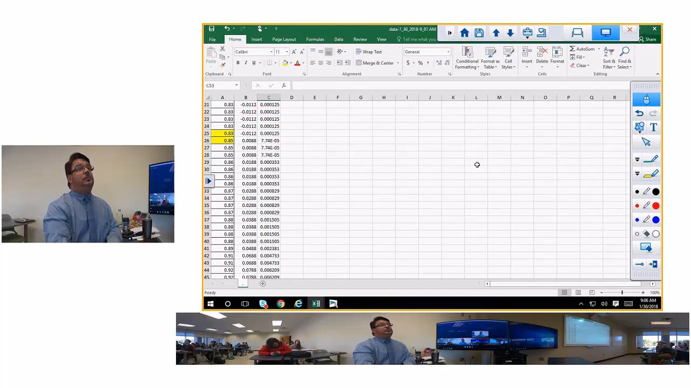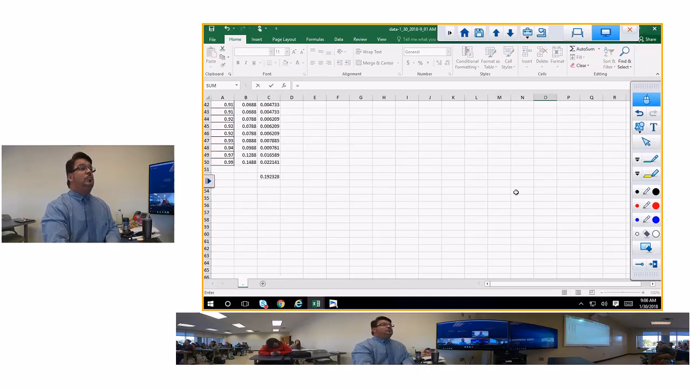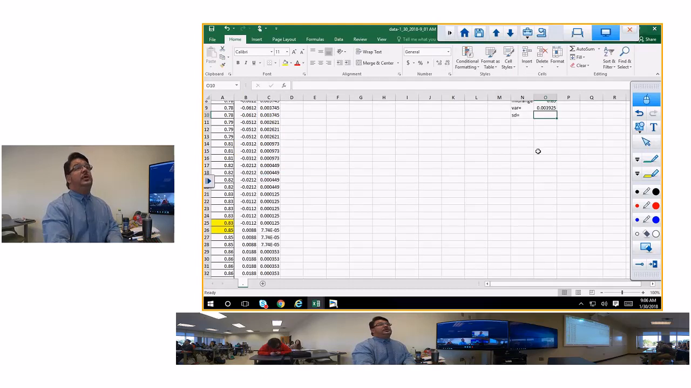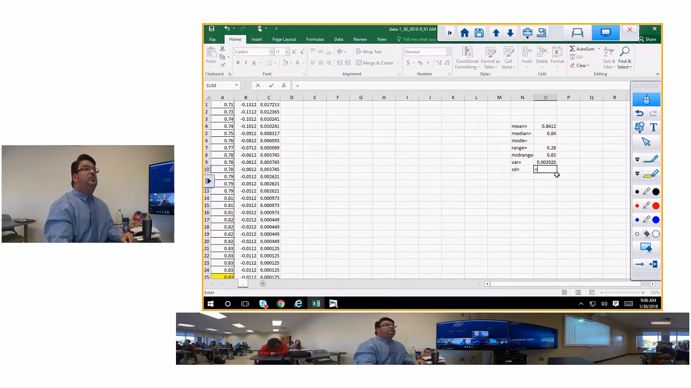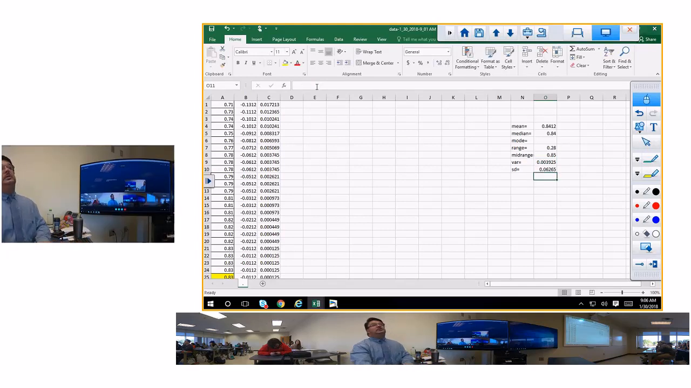So go up here, equals that, divided by 49, and then take the square root of that, raised to the 0.5 power, and you've got that data.